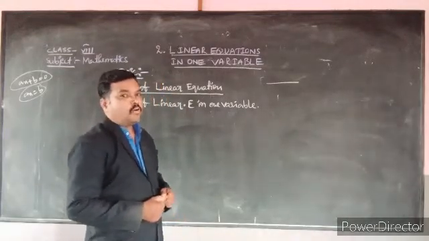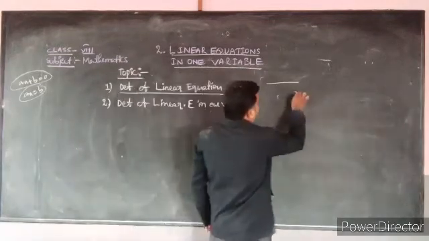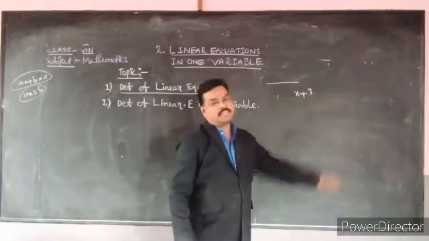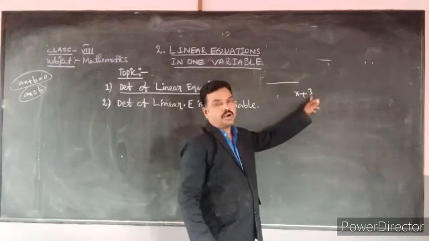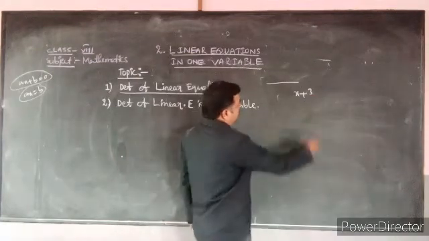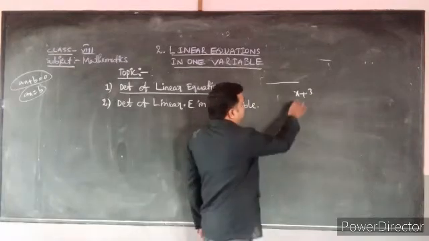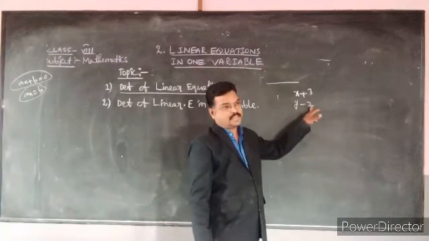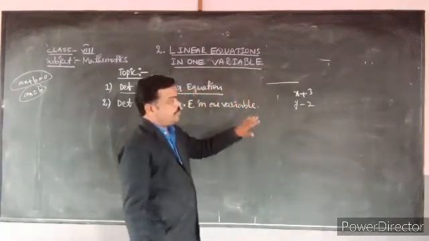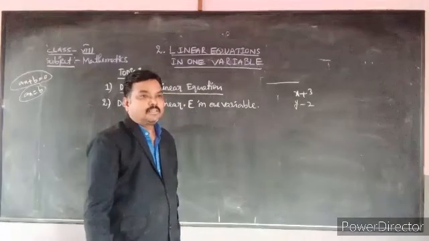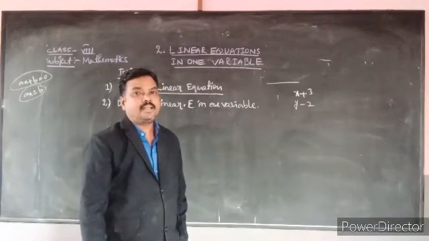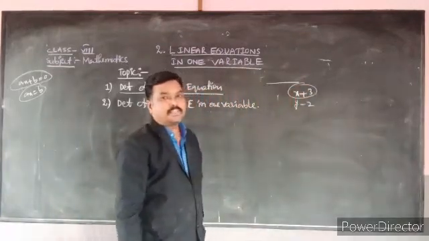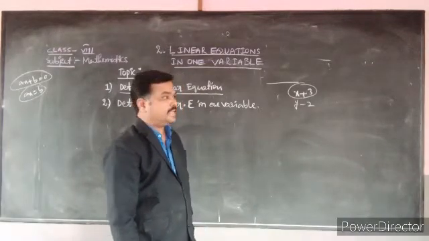In algebra, open sentence means x plus 3. x plus 3 is an open sentence. We can't say this is true or false. y minus 2 is also an example of an open sentence. Depending on this open sentence, we can define what is the definition of an equation. An open sentence with an equality sign is called an equation.